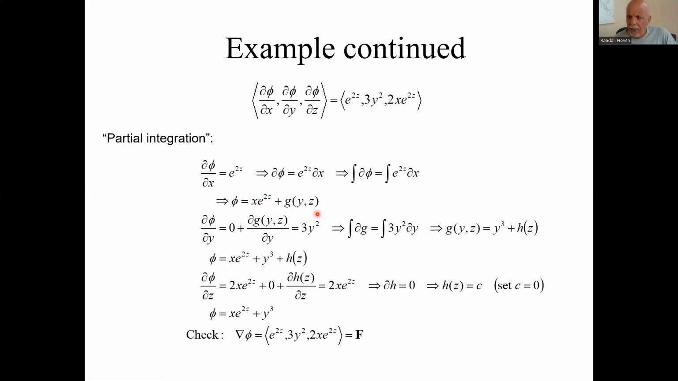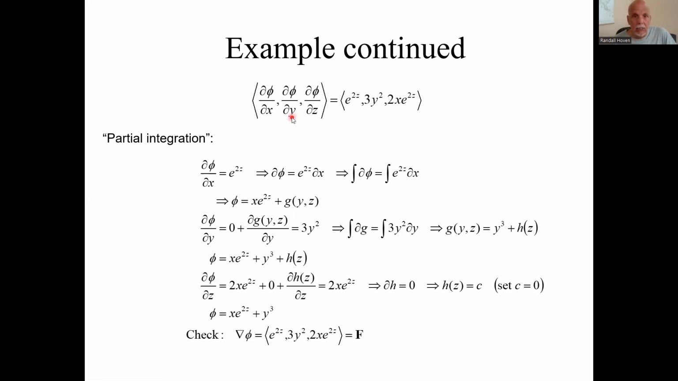And I have to add a constant of integration. But this is partial integration, so that constant is really a function of the remaining variables. And at this point, those remaining variables are y and z. All right? That's one step.